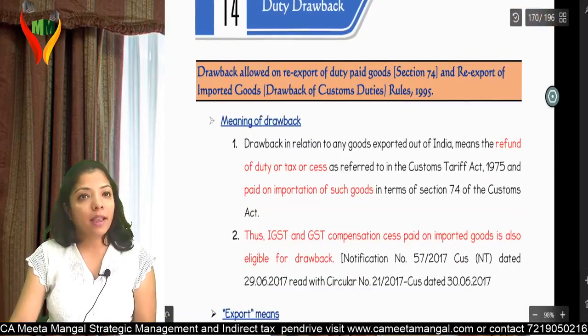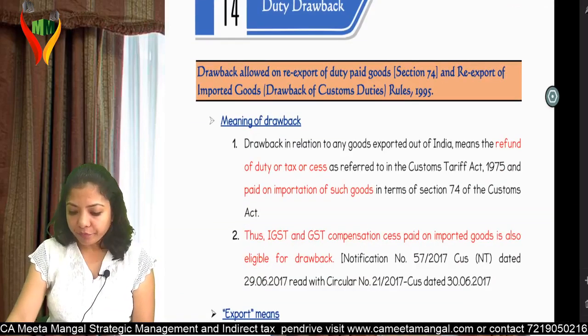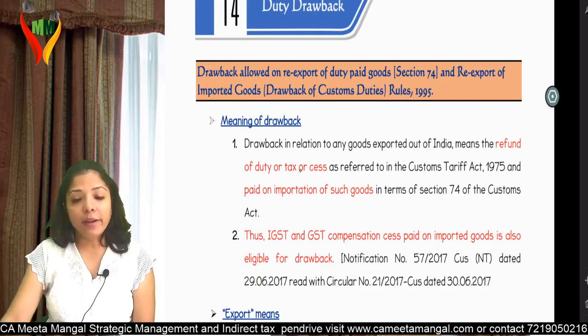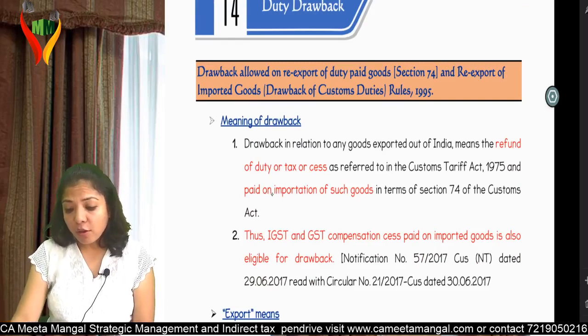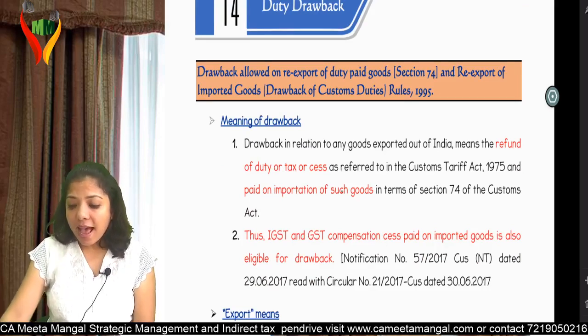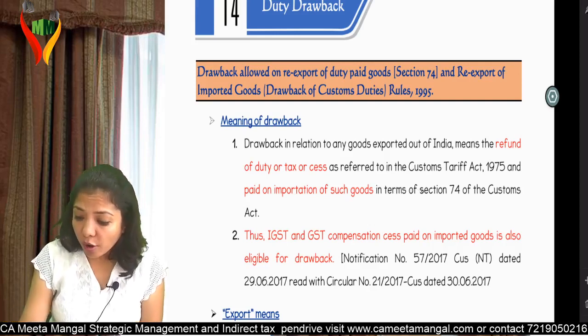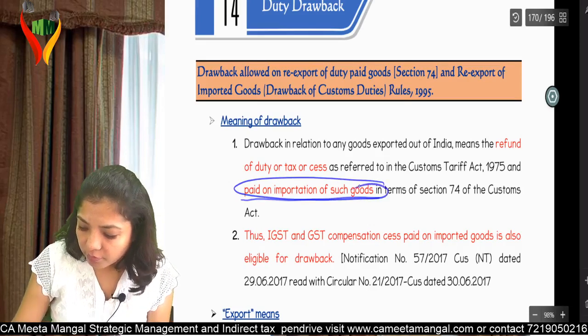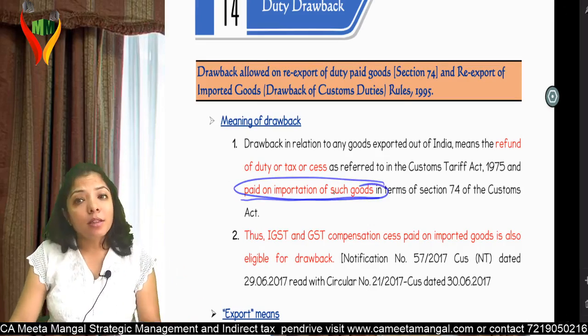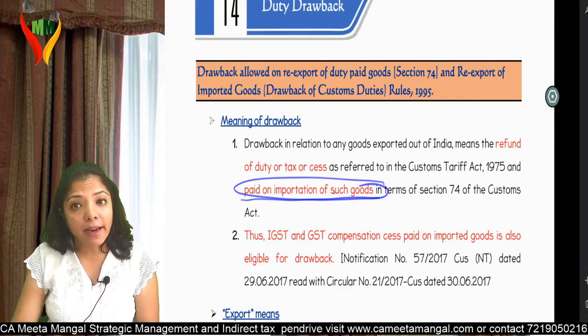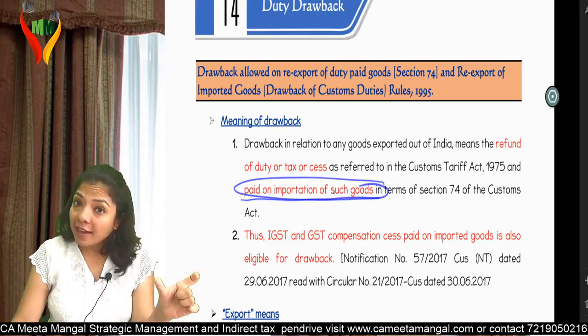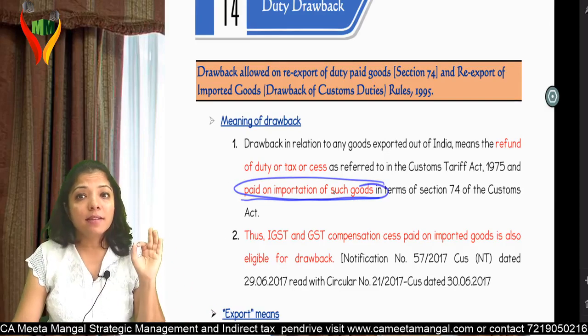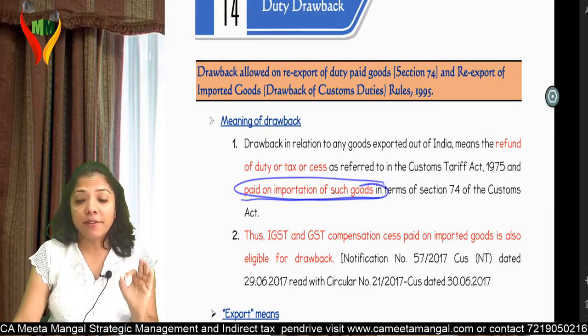We'll study. Okay, what is a drawback? What is the meaning of drawback over here? Drawback in relation to any goods exported out of India means the refund of duty or tax or cess as referred to in Custom Tariff Act 1975 and paid on importation of such goods. Drawback means while importing, whatever duty you have paid, you are going to get drawback of that amount. That is called duty drawback under section 74.